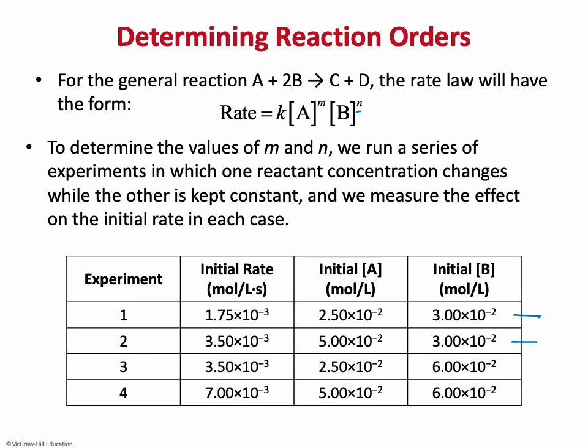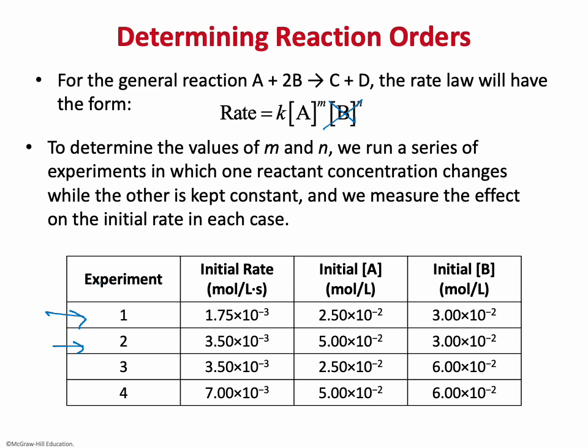We'll use the same approach. We'll find 2 experiments and compare their rates. So this is my rate law. Let's say I'm focusing only on A for now. I want to solve for M, so I need to find experiments where B can be cancelled, where A is changing and B is not. That's experiment 1 and experiment 2. Sometimes you might be able to do these in your head as well.